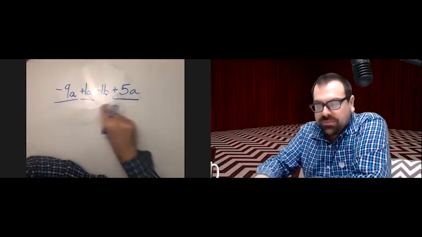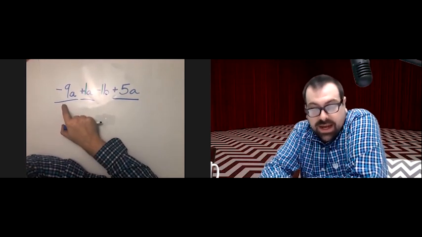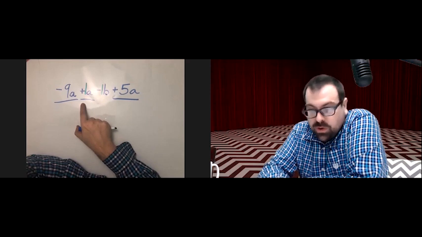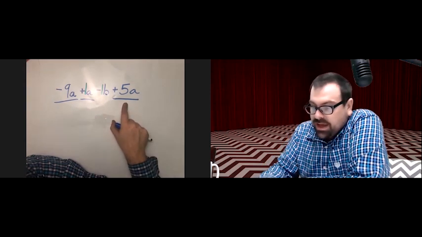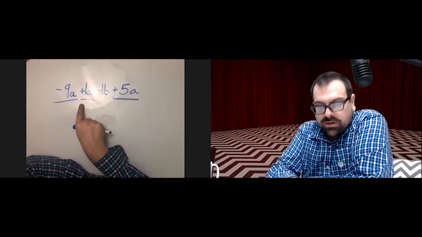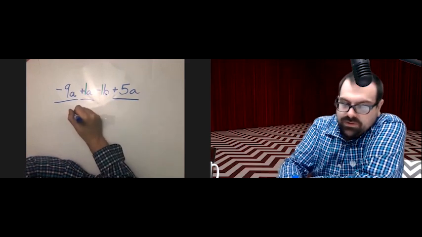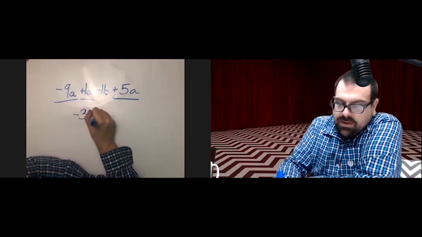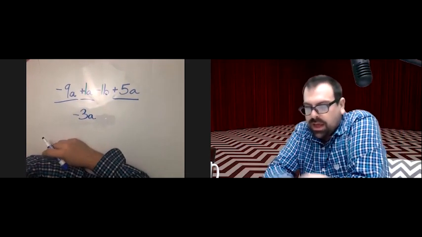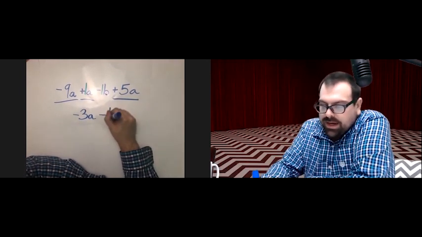To combine the like terms, we just do the math with the coefficients. Negative 9a plus 1a plus 5a. The number of a's is going to be negative 9 plus 1, that's negative 8. Plus 5, negative 3a. And then we just have this minus 1b, nothing to combine it with, so minus b.